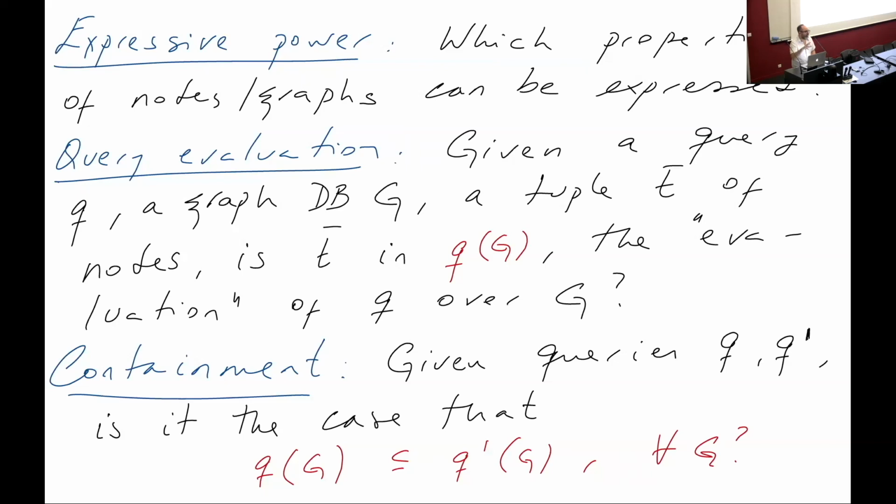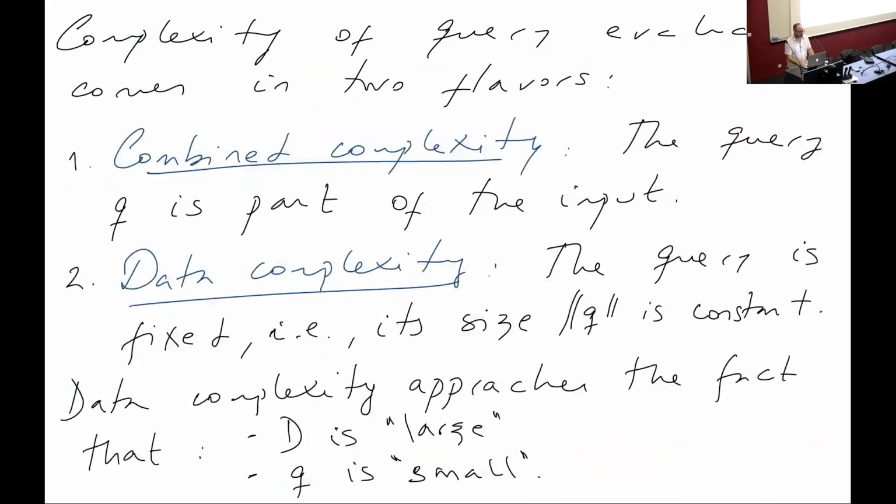Yes, and the data is much larger than the query, and we have to pay attention to that. Yeah? And the way we pay attention to that is by analyzing two flavors of complexity of query evaluation. Combined complexity is when the query is part of the input. That is, in a way, we are measuring the complexity both in terms of the size of the data, the size of the graph database, and the size of the query, and we are putting both parameters at the same level. They are equally important.